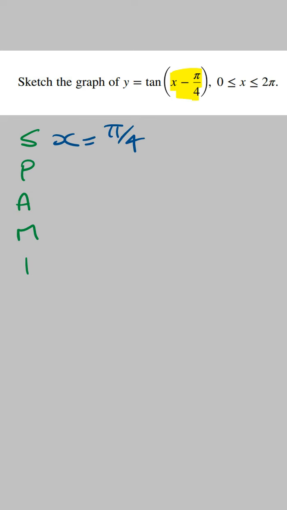P is for period. The period of this function is just going to be pi. A is the amplitude, and there's no amplitude for a tan function. M is the mean position. This is the constant that's added or subtracted to the trig function. There's no constant added or subtracted to this function, and so this is going to be the line y is equal to 0.